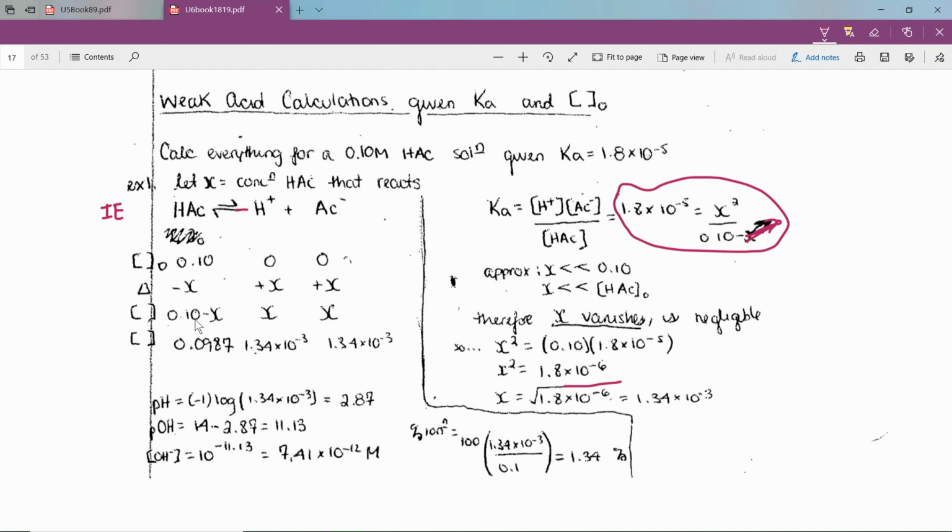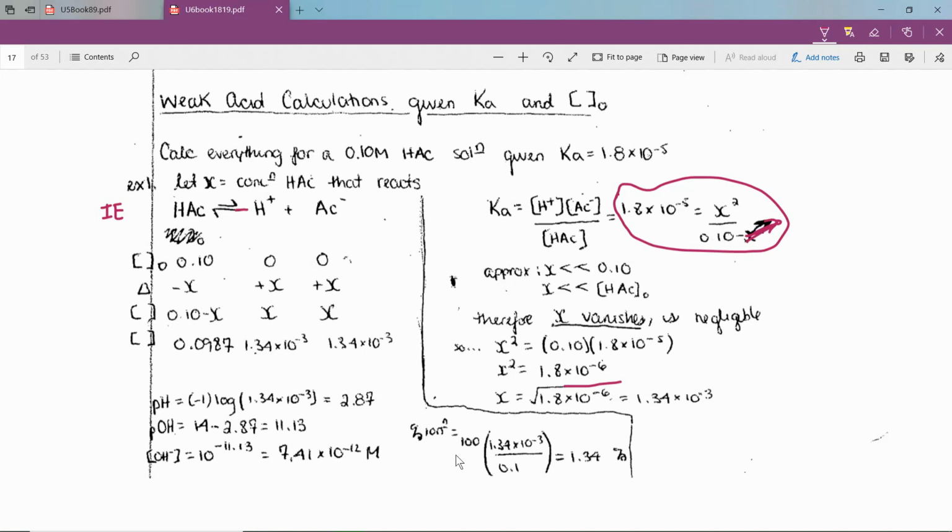And my HAC is pretty darn close to 0.1, right? Okay, fine, 0.0987. I'm not going to use that number for anything useful from there. So my H+ and my AC- are both 1.34 by 10 to the minus 3. My pH is 2.87. My pOH is 14 minus 2.87, which is 11.13. And my OH- is 10 to the minus 11.13, or 7.41 by 10 to the minus 12 molar. And it all makes sense. pH is less than 7. If I multiply OH- times H+, I get 10 to the minus 14. Okay, so that approximation helps a lot, and we're going to use it a lot.